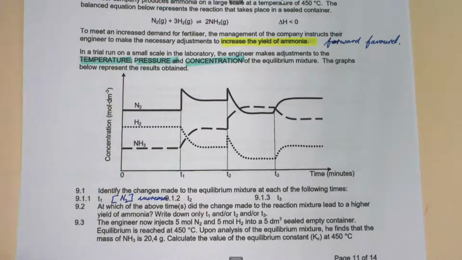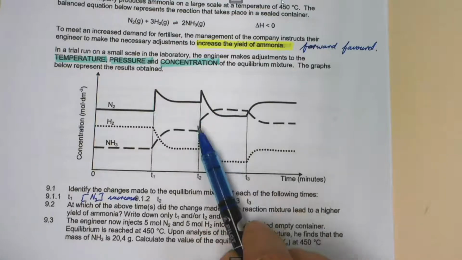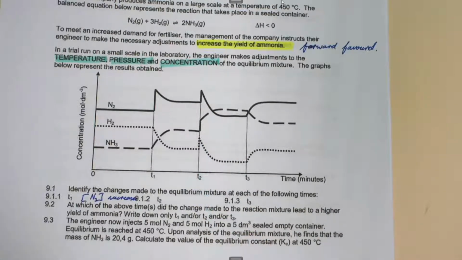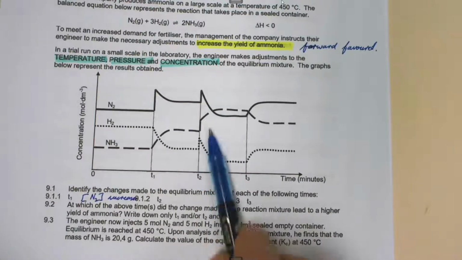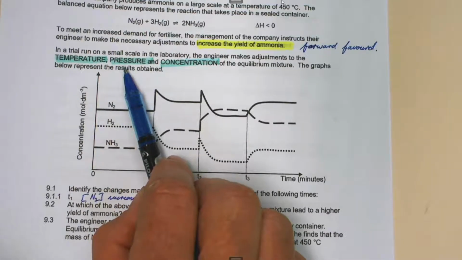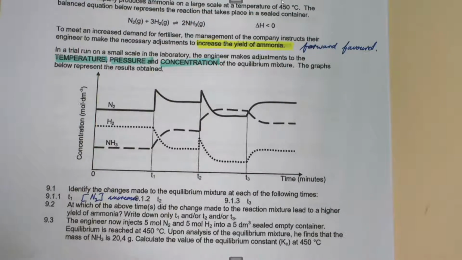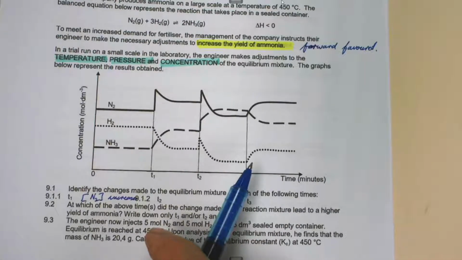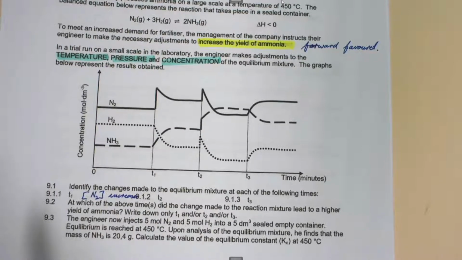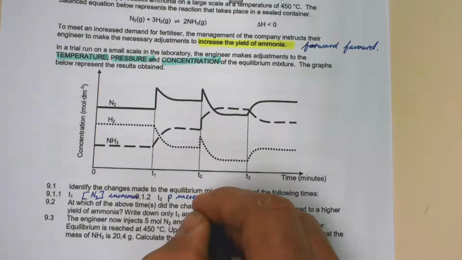All right. What happens at T2? Let's look here. At T2, I see the concentration of N2, the concentration of H2, and the concentration of NH3 was increased. Now, the way I can do that is by increasing the pressure by decreasing the volume. If I make the container smaller, then immediately all of them are at a higher concentration. All right. So this one here in question 9.1.2 then deals with the fact that the pressure on the system was increased. P was increased. The pressure was increased.